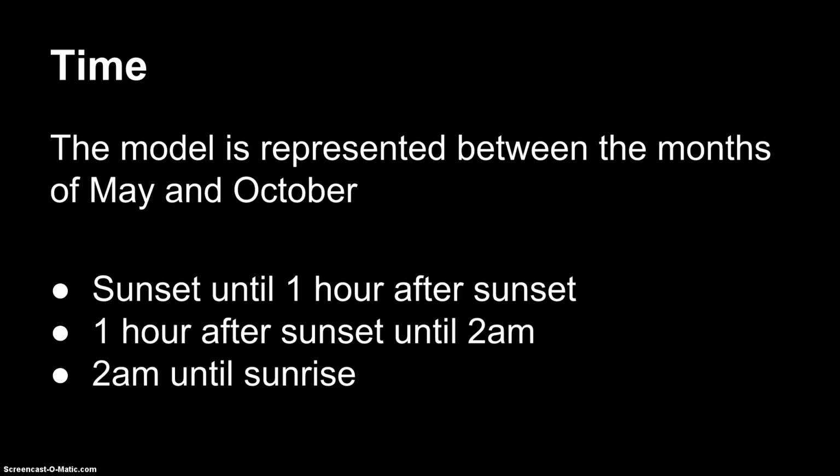The first time step represents sunset until 1 hour after sunset, and this is when the mosquitoes are most active. The next time step is 1 hour after sunset until 2 AM, where there are mosquitoes, but they're not quite as active. And the final time step is from 2 AM until sunrise, where they're a little bit active, but there are fewer humans around.